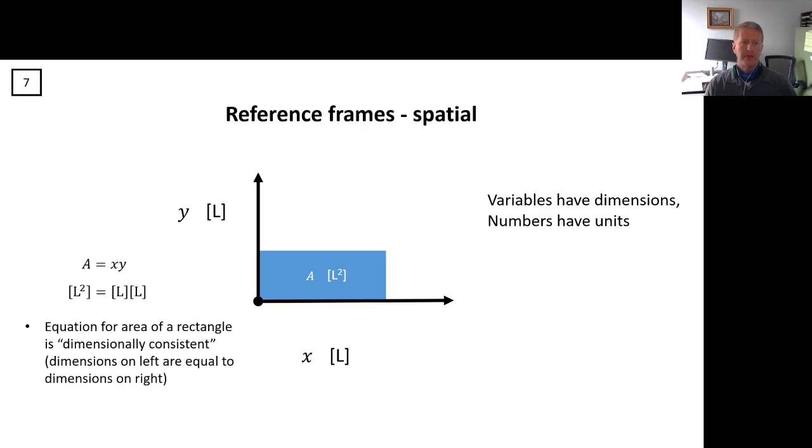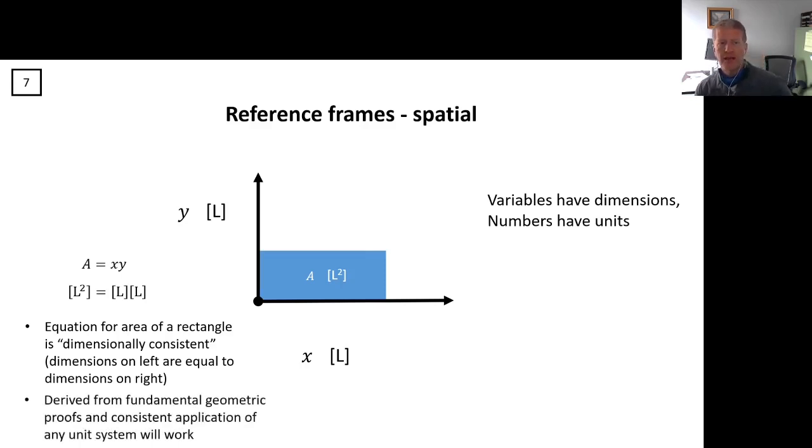That also tells us that the equations like those for area are what's called dimensionally consistent. That means the left term of the equation has the same dimensionality as the right term of the equation. Dimensionally consistent equations are usually derived from fundamental theory, in this case, a fundamental geometric proof. And when you have this dimensional consistency of an equation, you usually have the property that the equation can be applied with any consistent application of a unit system.